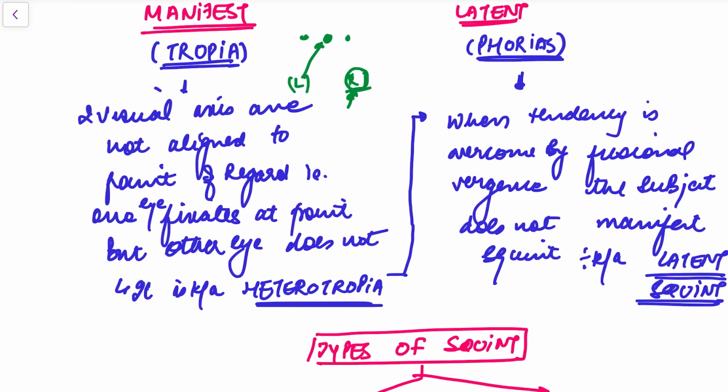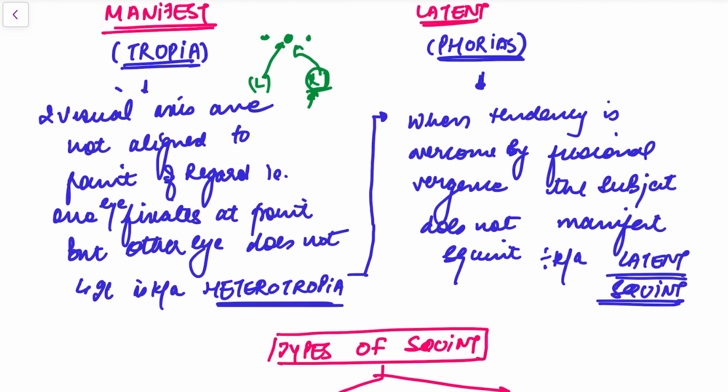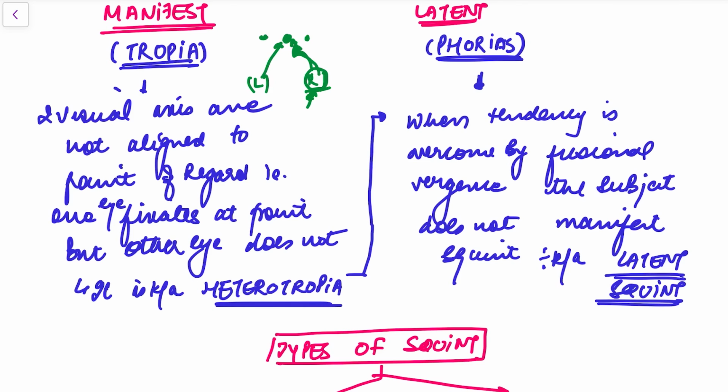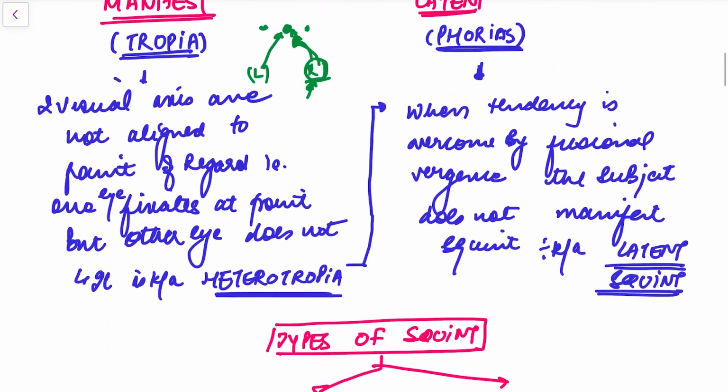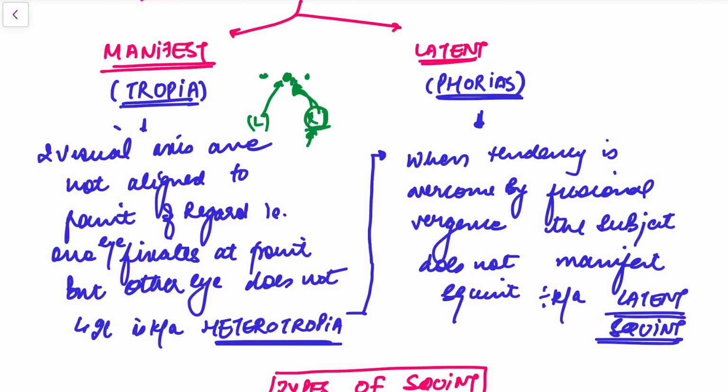But the eye has a compensatory mechanism, what we can call adaptability. The eye tries to focus on this object. If the eye is able to focus on this object by fusion, by a convergence mechanism, or by any mechanism according to the pathology, then it is known as phoria. So when the tendency is overcome by fusional vergence, the subject does not manifest squint. This latency can be broken.